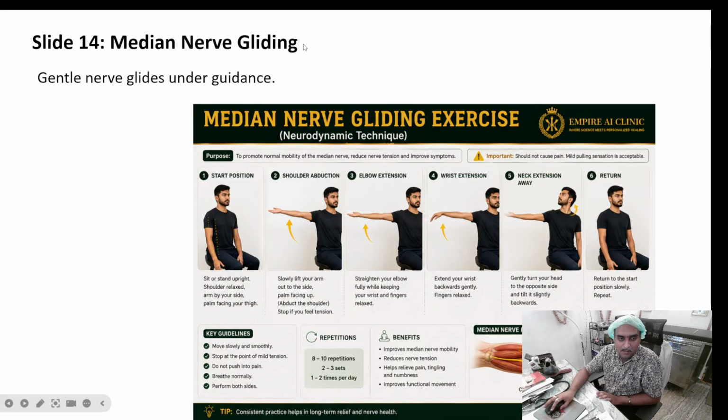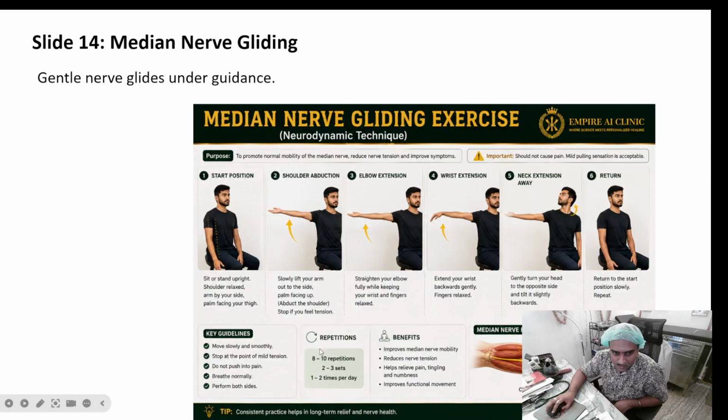So this is median nerve gliding: gentle nerve glides under guidance. Start position: shoulder abduction, elbow extension, wrist extension, and neck extension away. Return. So we promote normal mobility of the median nerve, reduce nerve tension, and improve symptoms. 8 to 10 repetitions, 2 to 3 sets, 1 to 2 times per day. Benefits: it improves median nerve mobility, reduces nerve tension, helps relieve pain, tingling, and numbness, and improves functional movement.